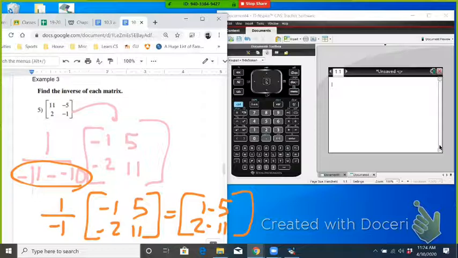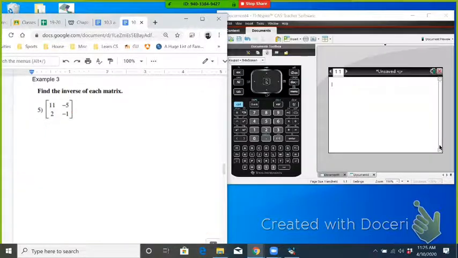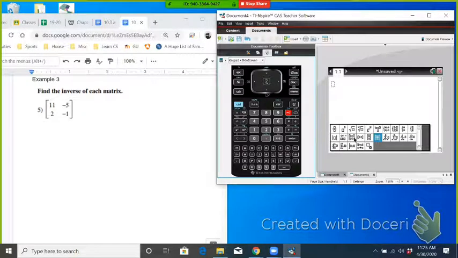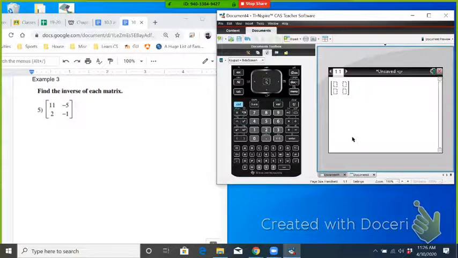Alright, so how would you do that with a calculator? So you're just going to type in the matrix. So we hit this button next to the 9. Look for the 2 by 2. If it's anything other than a 2 by 2, 1 by 2, or 2 by 1, you choose this option and you'll be able to edit the rows and columns. Alright, but that's just a default 2 by 2. So you type in 11, negative 5, 2, and negative 1.